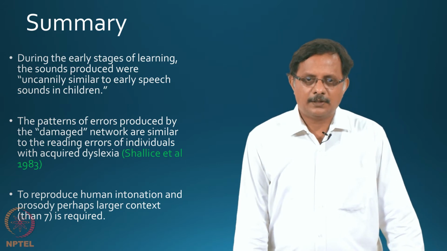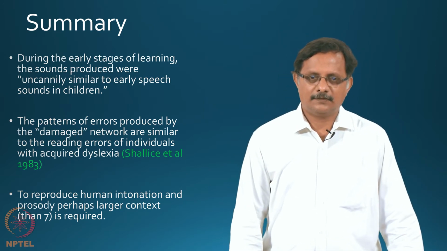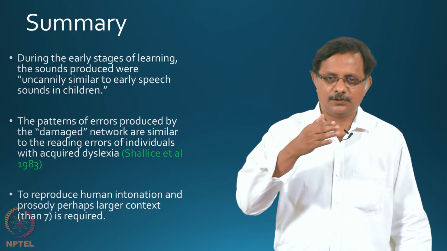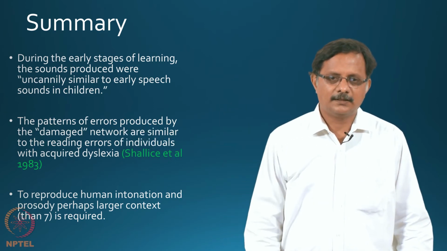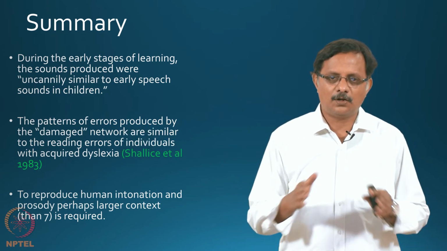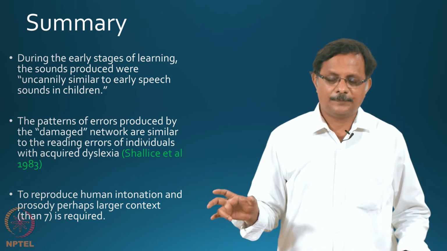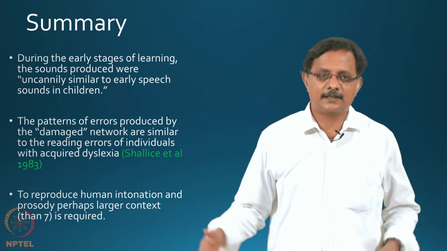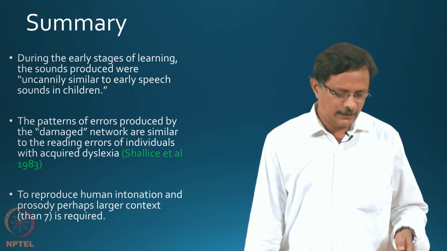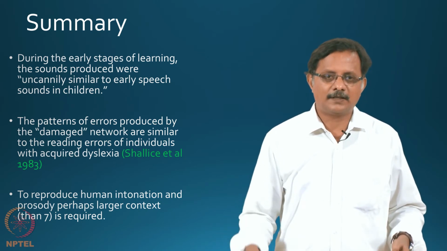But to produce human intonation and prosody, that is, the kind of variation in pitch that you see as you utter a whole sentence, you need a much longer context than the 7 characters. You should have an idea of the structure of the entire sentence to be able to produce prosody. So that needs a different kind of network architecture.